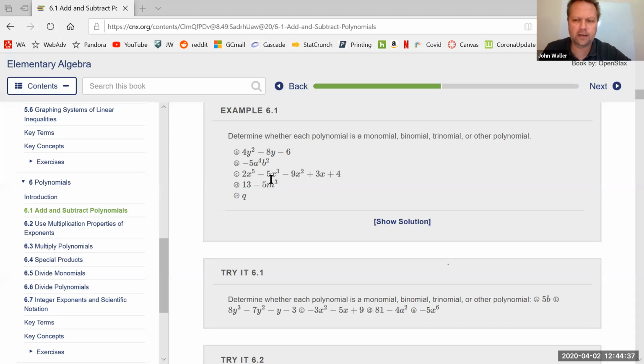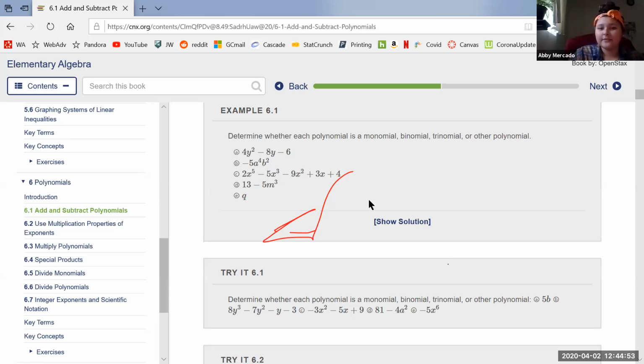How many does C have? Sorry, I think Abby was holding her fingers up. Polynomial. But how many terms does it have? Terms. 5. I love it.